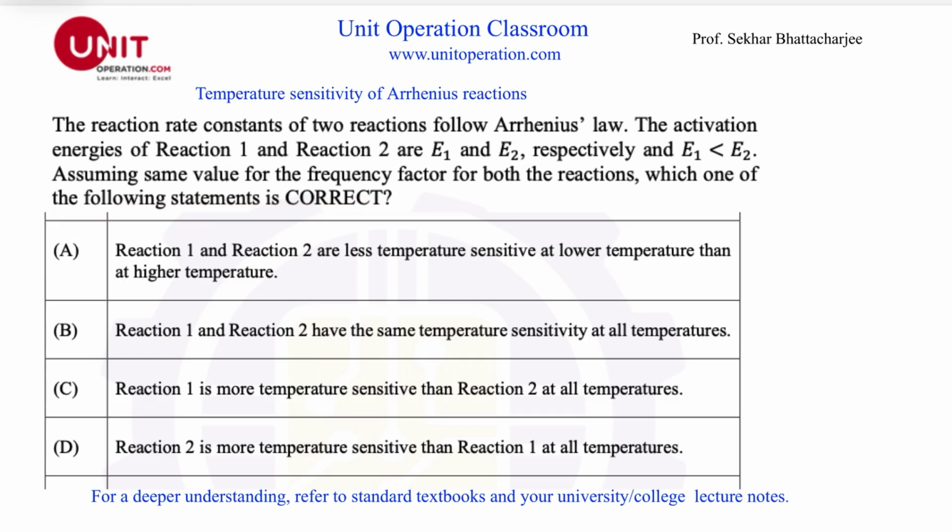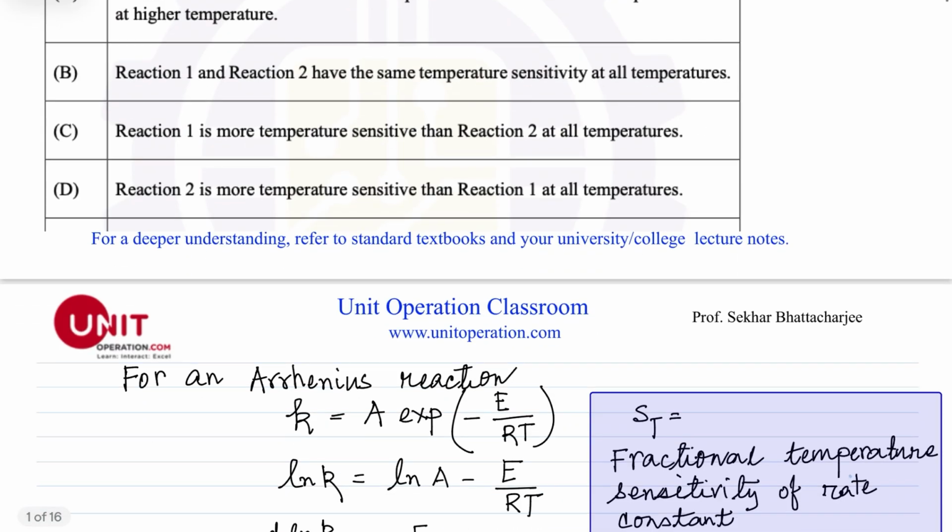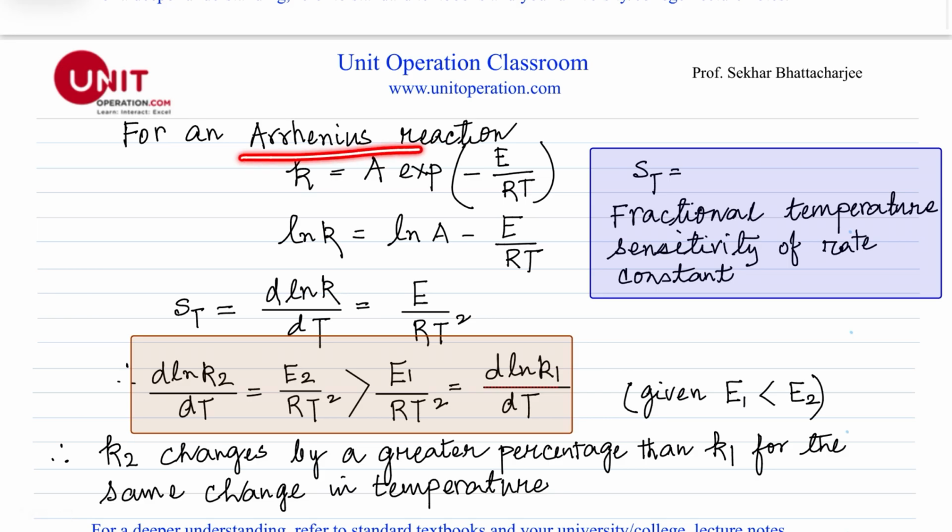Here, we look at the options, but basically we have to find out the comparative temperature sensitivities of reaction 1 and 2 and compare them. Basically, that's what the question asks for. So first we'll see what is the temperature sensitivity of a reaction. We all know this is our Arrhenius equation. We take the natural log of both sides. So we define ST, which is the fractional temperature sensitivity of the rate constant, as the derivative of this one, which is equal to E over RT squared.